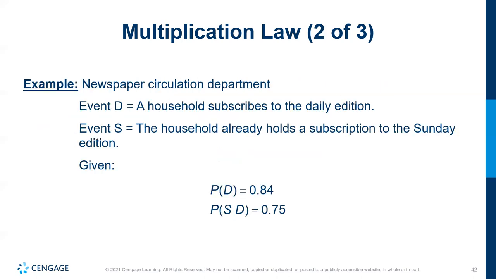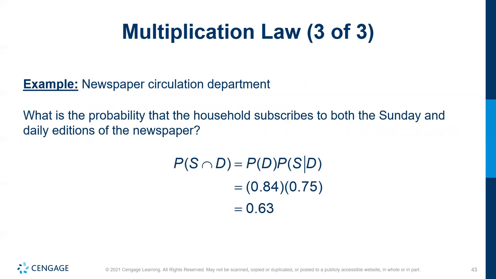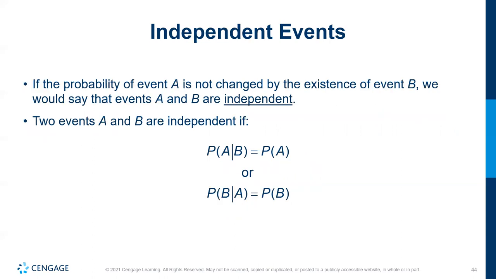So here we have a newspaper circulation department. Event D, household subscribes to a daily edition. Event S, the household already holds the subscription to the Sunday edition. So again, if we wanted to find the probability the household will subscribe to both the Sunday and the daily editions, we take the probability of daily times the probability of S given D, and that tells us 63%. Okay. Again, not as scary as it sounds.